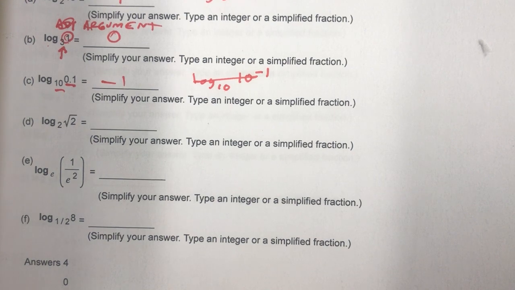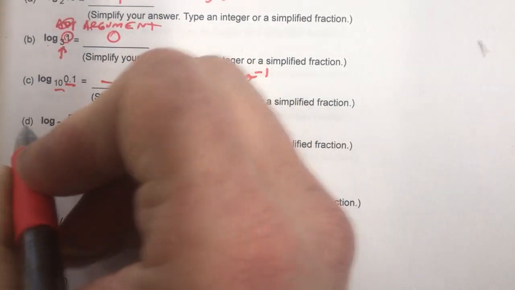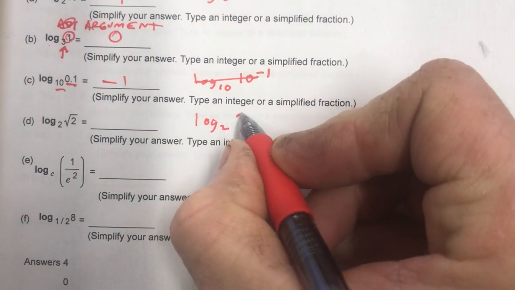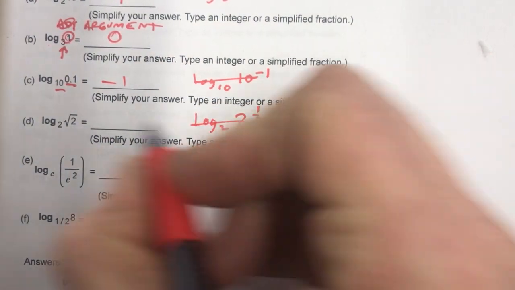Okay, scrolling on up. Right here, log base 2. The square root of 2 is 2 to the 1/2 power. So those cancel, that's 1/2.